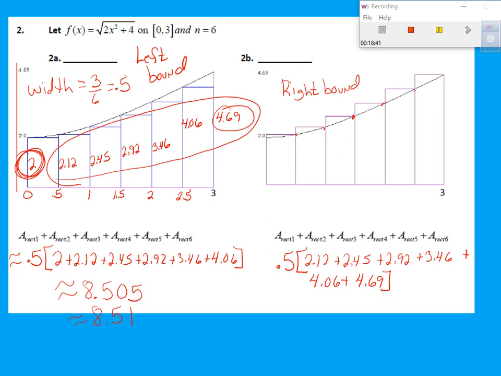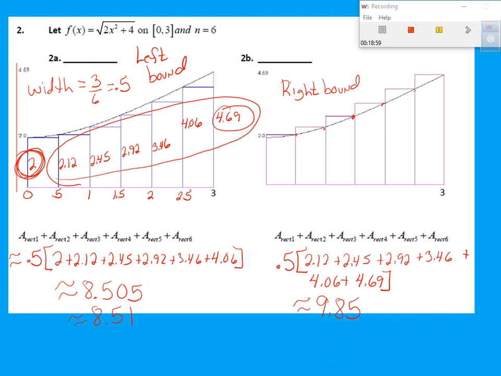And if you kind of look at it, notice how these rectangles are above. I bet this one's going to be higher than the other one. It should also be higher because I'm throwing away a 2 and adding in a 4.69. And guys, when I ran that through earlier, I had about 9.85. So there's a left bound and a right bound.